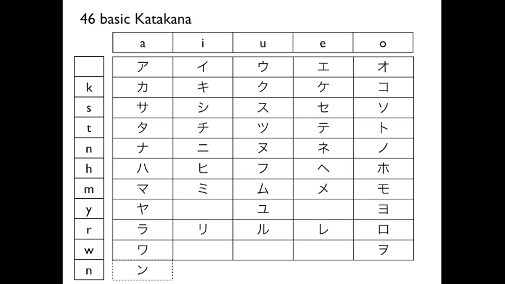Okay, so here is the chart of the 46 basic katakana. It looks kind of different than hiragana, of course, because it's written differently, but the pronunciation is exactly the same. So for example, "a" is pronounced "a", but it just looks different.